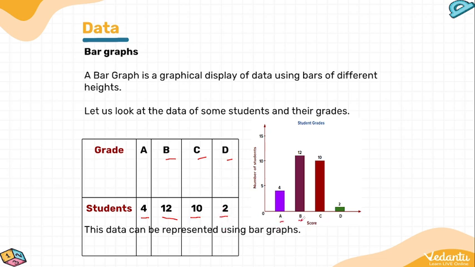So here we have on the x-axis A, B, C, D, the grades, and on the y-axis the number of students, shown as 4, 12, 10, 2. This is the data of the number of students who got the different grades. So this is a representation using vertical bars, and this graph depicts all the information provided on the x-axis and y-axis. That gives us our information of a bar graph. So again, this is a different kind of representation of data being collected.